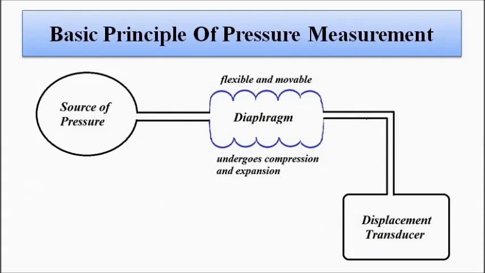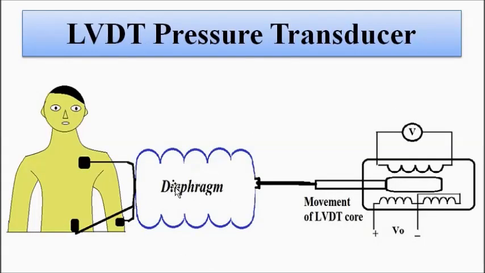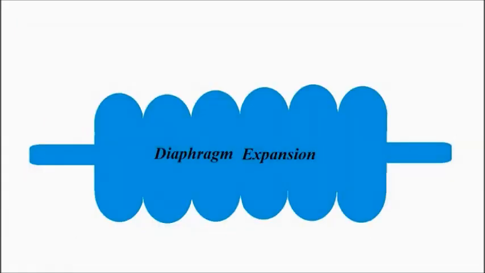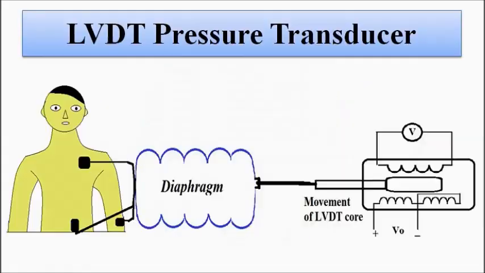Okay, so what happens is that the diaphragm, the primary sensing element, is connected to the point where the pressure measurement has to be done in the specific body part, and the other end of the diaphragm is connected to the LVDT, which acts as a linear displacement transducer. So the diaphragm responds to pressure fluctuations and undergoes expansion or compression, and that causes a movement of the LVDT and gives us a voltage readout, voltage output.